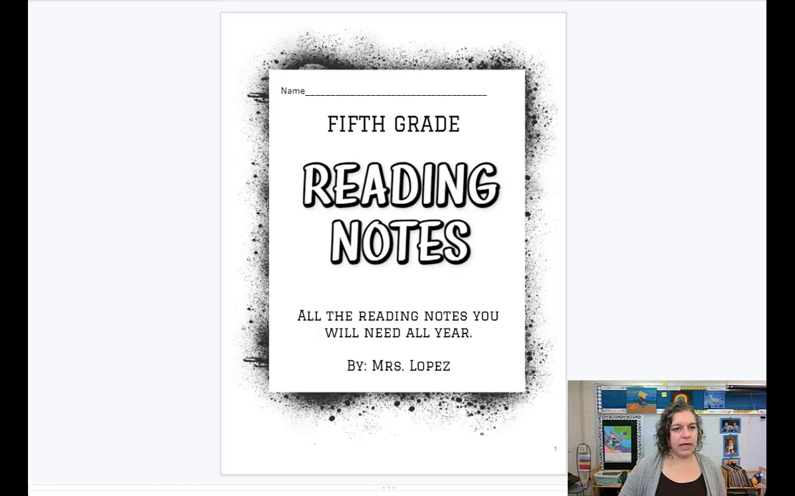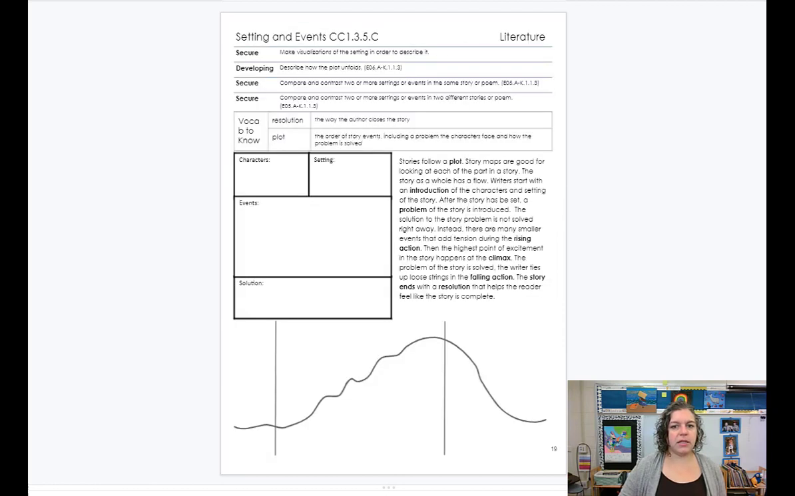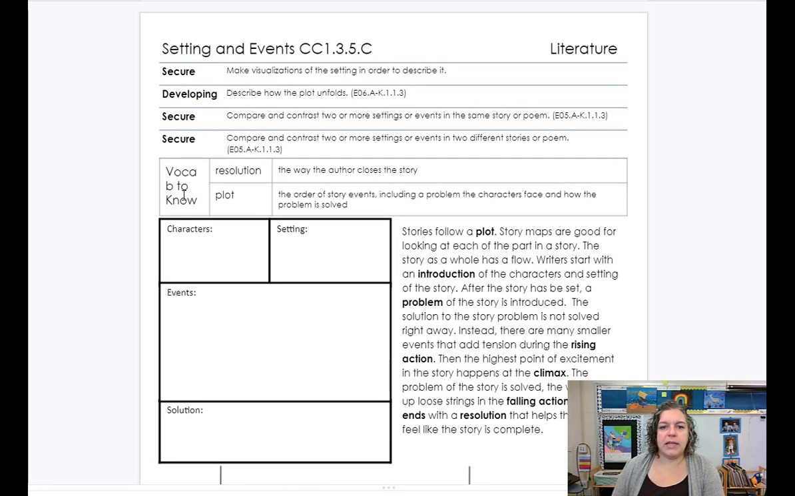In our reading notes today, we'll open up to page 19 to look at settings and events. For settings and events, we need to make a visualization of the setting in order to describe it, which means that you need to be able to picture it in your mind so then you can tell someone what it looks like or pick an accurate description of what it looks like.